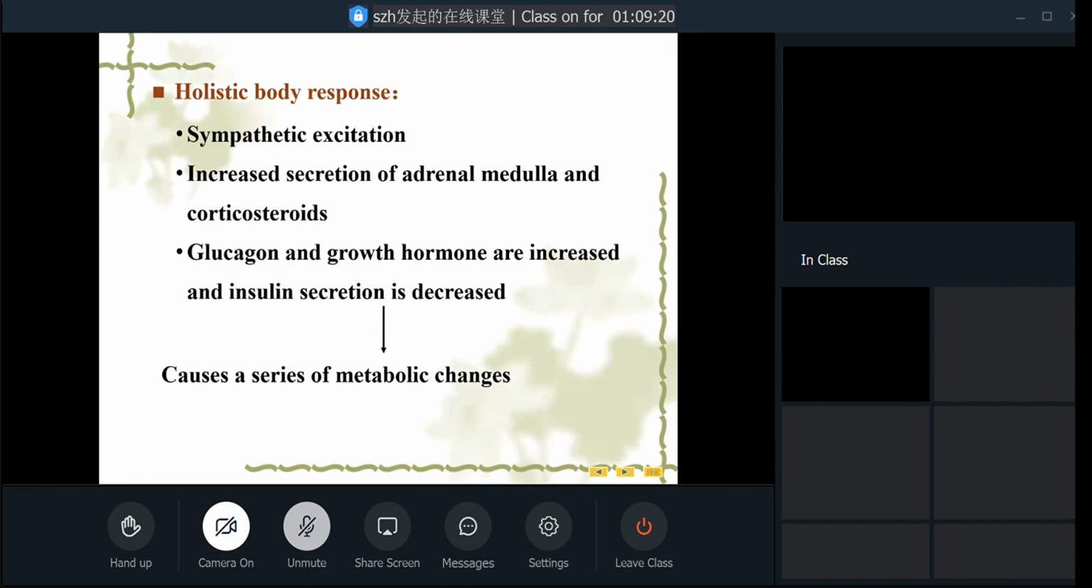At that time, under the stress condition, the whole body responds. Here you can see sympathetic excitation, and at the same time increased secretion of the adrenal medulla and the corticosteroids, and the glucagon and the growth hormones are increased, and the insulin secretion is decreased. Post steroid of the metabolic.